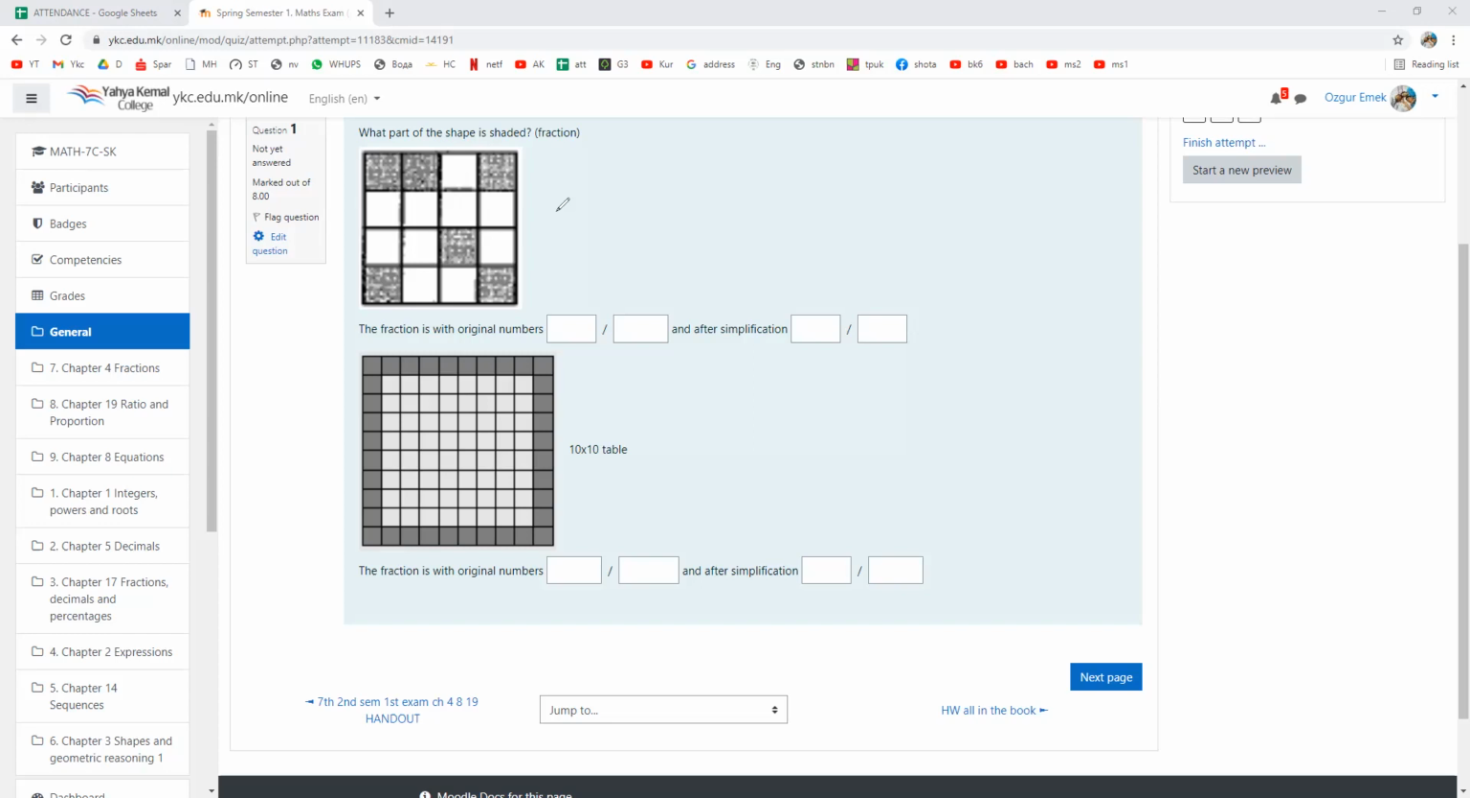Question 1. What part of the shape is shaded? It's a square, 4 times 4. So there are 16 squares totally. And how many of them are gray? 1, 2, 3, 4, 5, and 6 of them. So the fraction is 6 over 16. If we divide each number by 2, we'll get 3 over 8. So each number here, 6 and 16, is divided by 2.